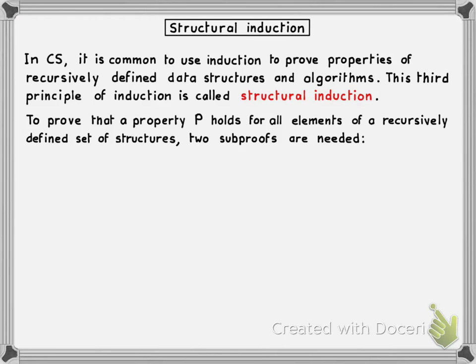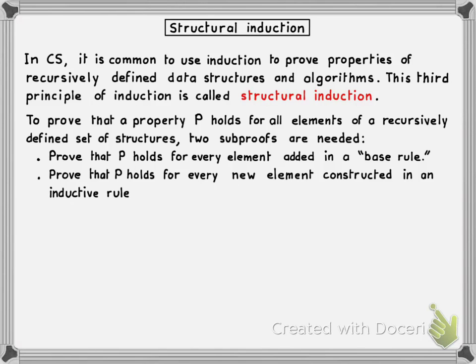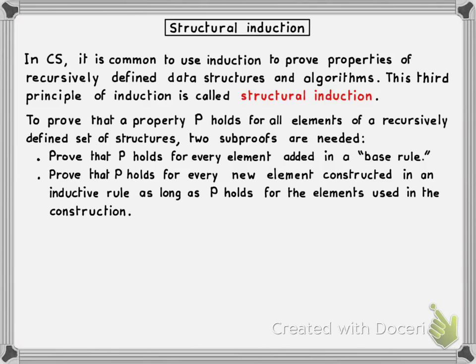So to prove that a property P holds for all the elements of a set that is defined recursively, we again need two subproofs. First, we need to prove that P holds for every element that is added to the set using a base rule. And second, we need to prove that P also holds for every element that is constructed by an inductive rule under the inductive hypothesis that P already holds for all the elements that are already in the set, those that are used in the construction of the new element.